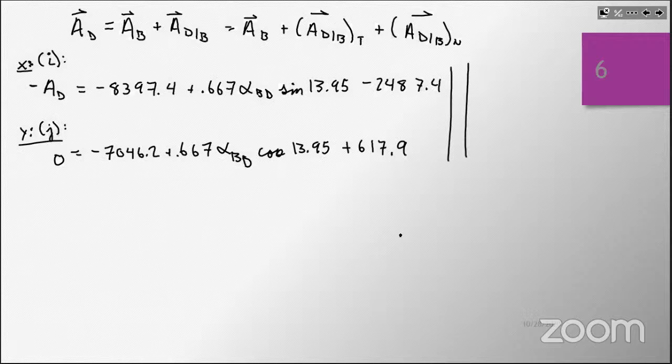You can solve these simultaneously. You solve the bottom one first for alpha, in the k direction. And then we plug alpha into the first equation and we'll get A D out.